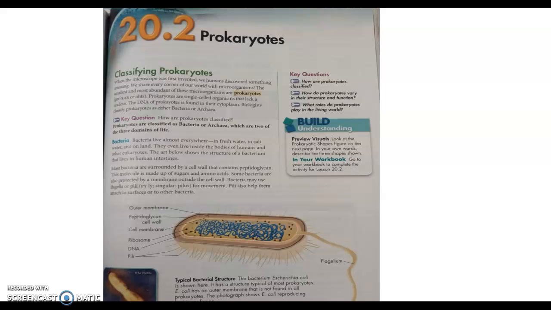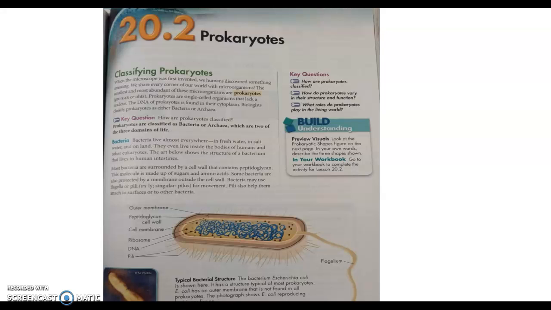Okay. So how are prokaryotes classified? They're classified either as bacteria or archaea. And again, those are the two domains that we talked about. Bacteria live almost everywhere, in fresh water, in salt water, and on land. They even live inside the bodies of humans and other eukaryotes.